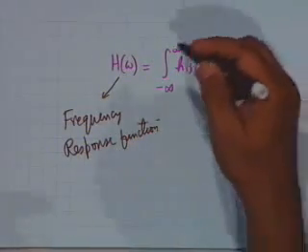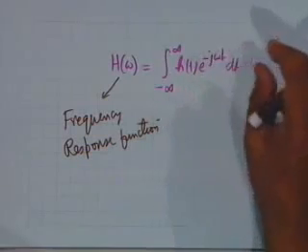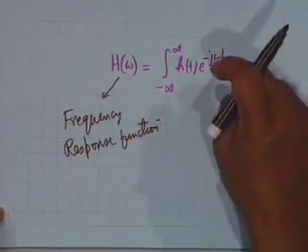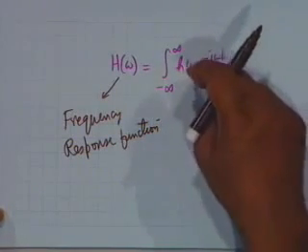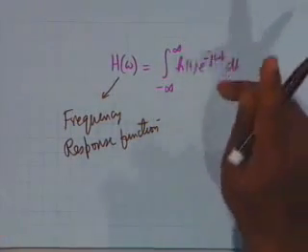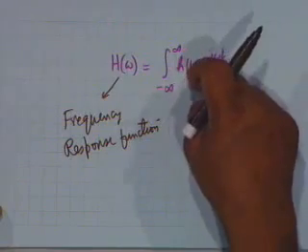Why? Because capital H of omega is a transformation from the time domain to the frequency domain of an essential property of a linear time invariant system. This essential property is h of t. We have already shown that for any LTI system, if you can find h of t, then you know everything about the system, because h of t is a complete characterization of the system. For an arbitrary x of t, all you have to do is convolution.